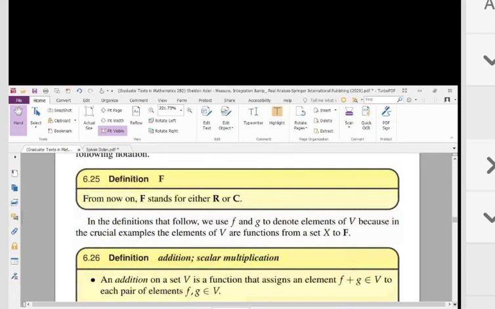In this book and many other books, F stands for either real numbers or complex numbers, that is, the field of real numbers or the field of complex numbers.